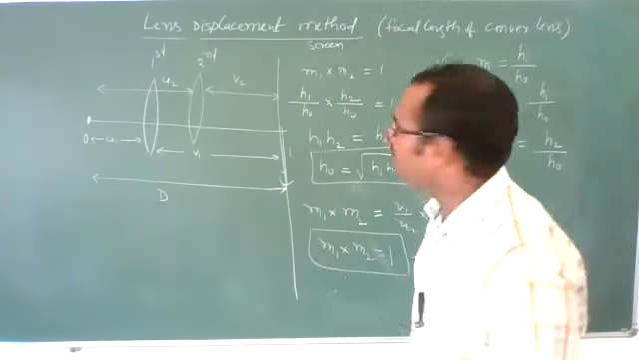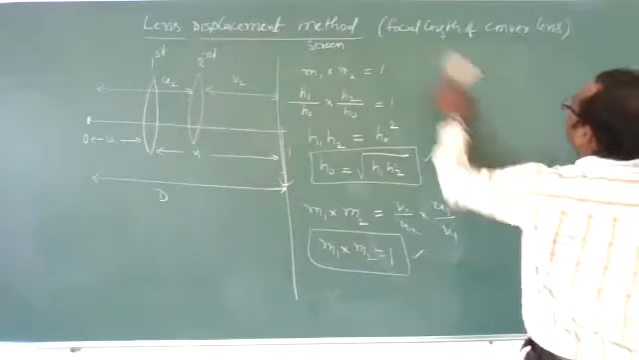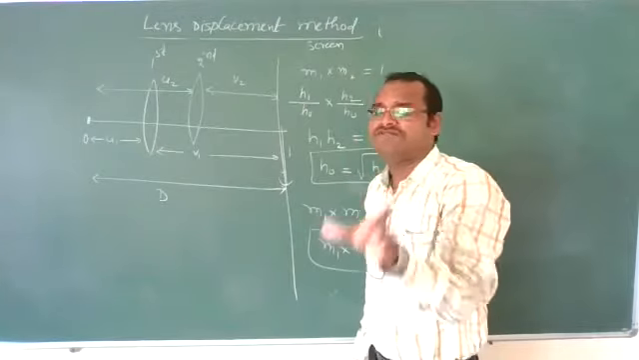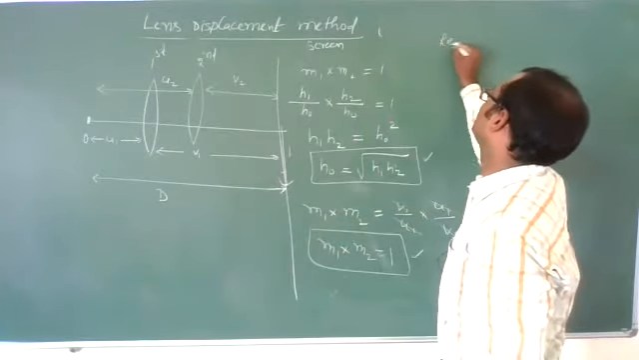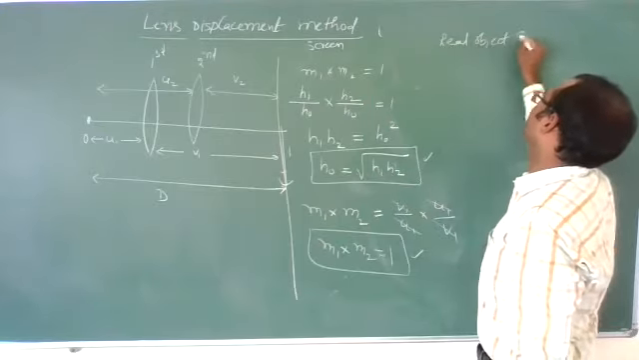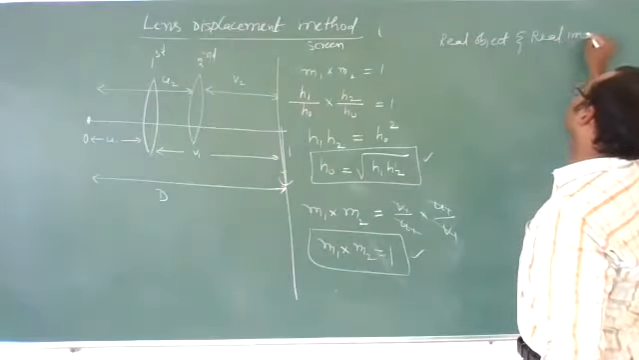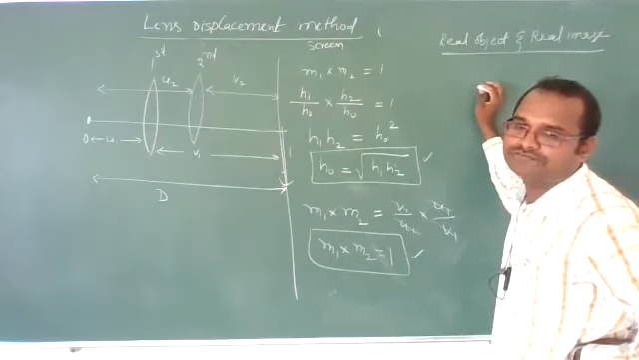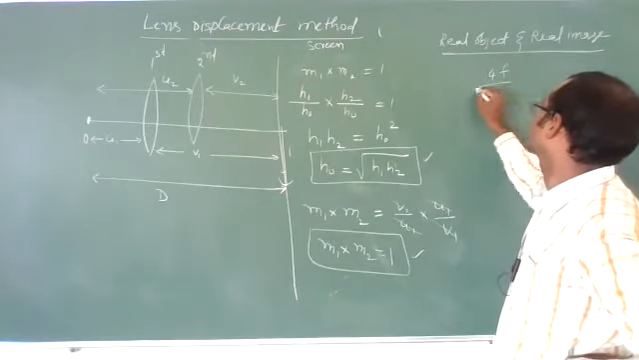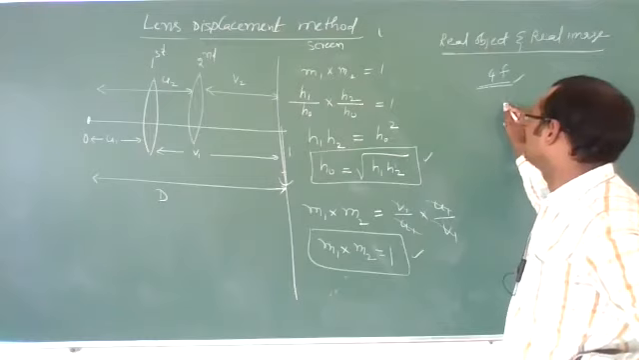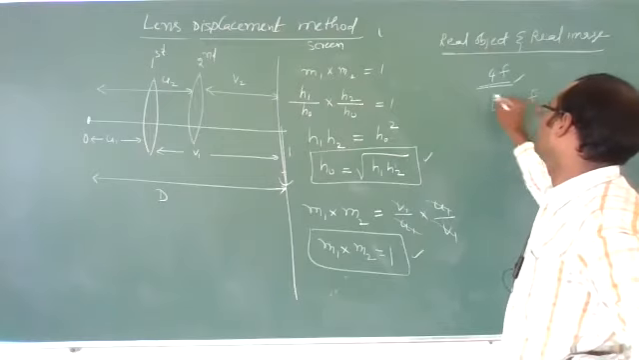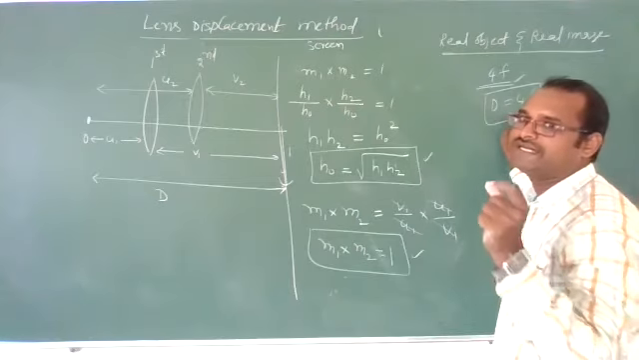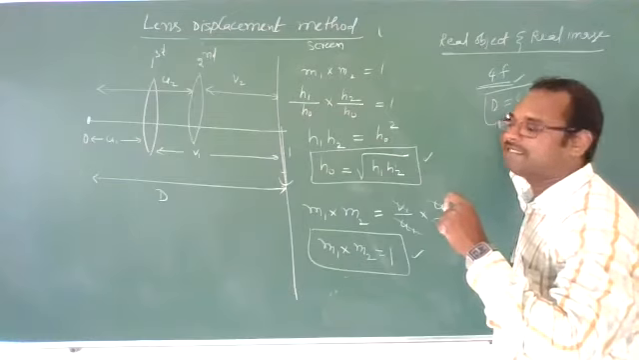Now, one more important point, a question they are asking repeatedly: what is the maximum distance between a real object and a real image? Between these two, what will be the maximum possible distance? This is 4f. When D is equal to 4f, then you will get only one particular location of the lens so that you will get the image on the screen. Clear? Yes.